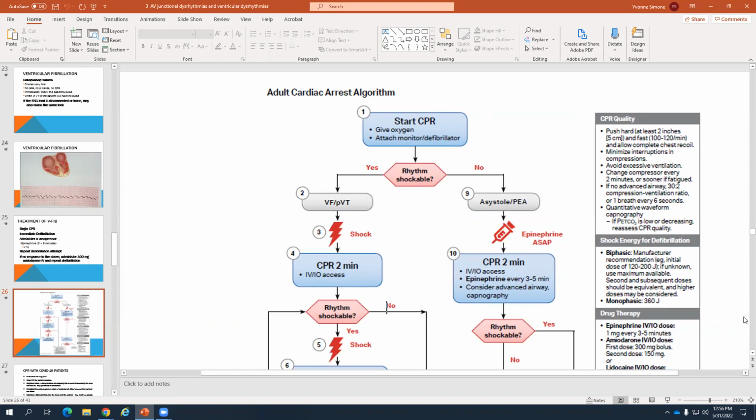So this is the algorithm for cardiac arrest. So you start your CPR immediately. You start bagging by giving oxygen. The monitor/defibrillator is attached to the patient. And you look at the rhythm, and now you're analyzing the rhythm. So if it's V-Fib, Vtac, then defibrillation is indicated.